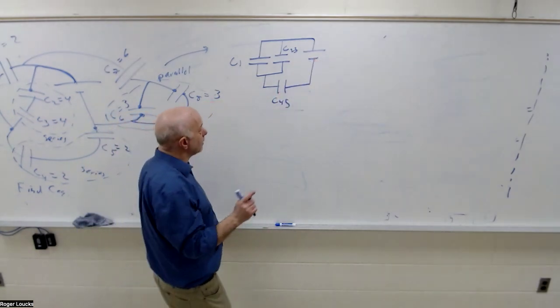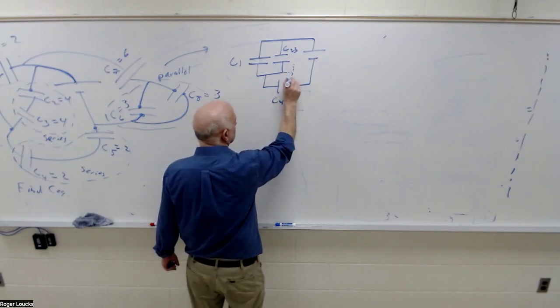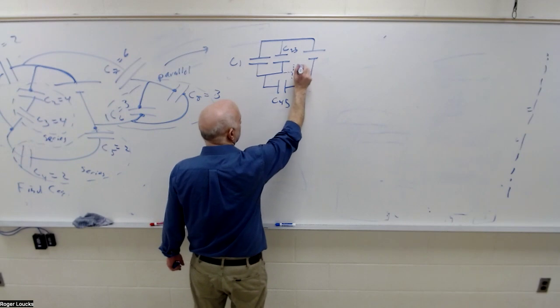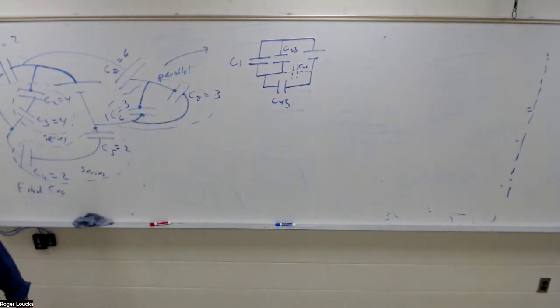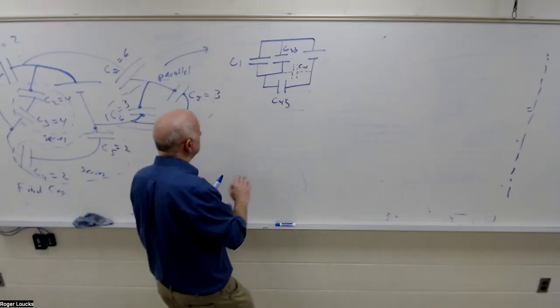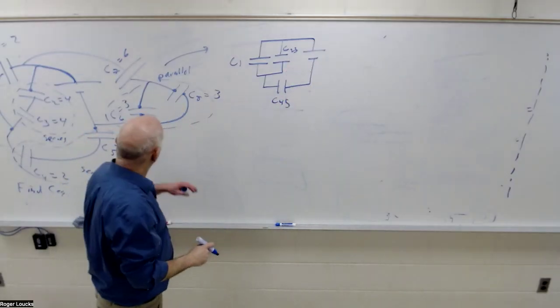Now, could I have done the following? Let's say I didn't have this. Could I have drawn it like this, and called this C4, 5? Could I have done that? Yeah, I could have done that. Why didn't I? No reason. Okay, that's going off to the left.